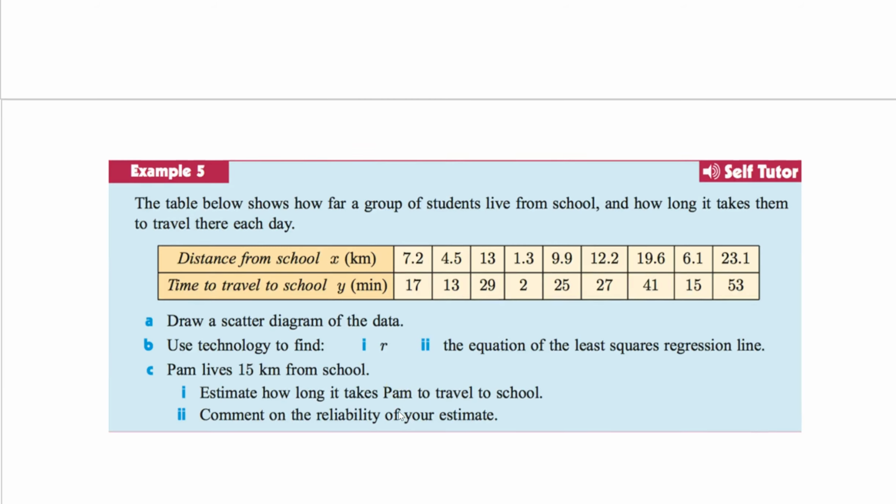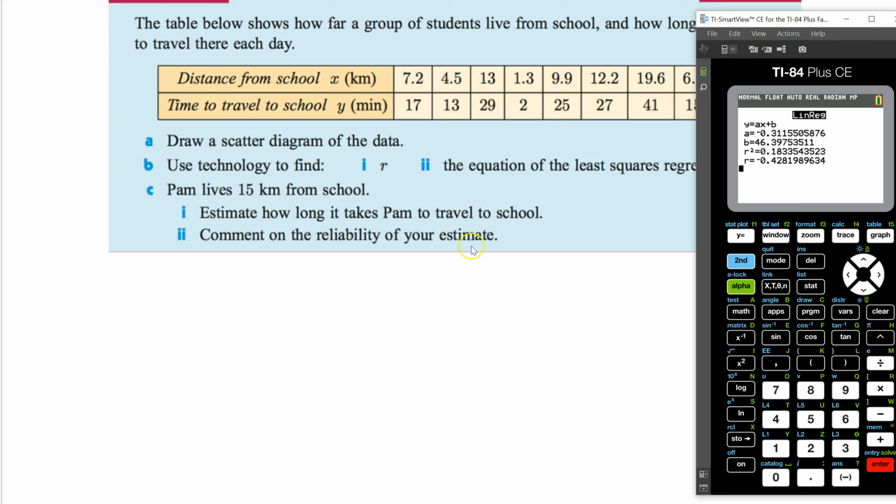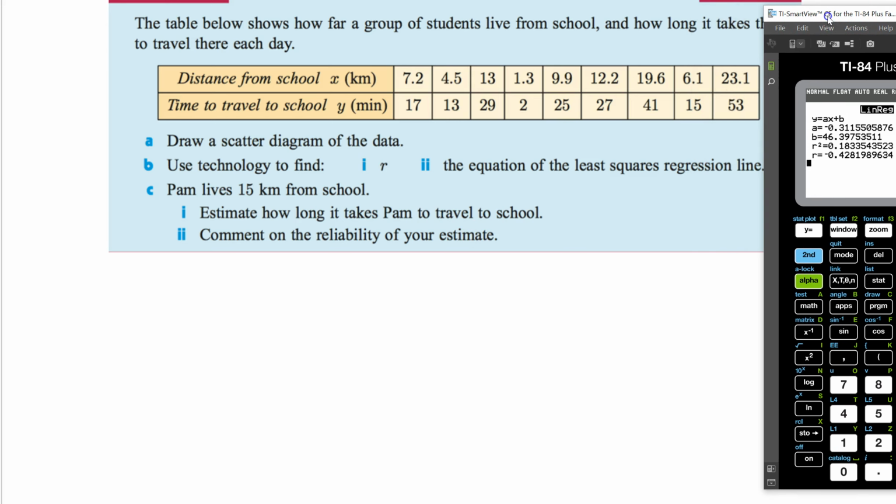So let's finish this off with a quick example. The table below shows how far a group of students live from school and how long it takes them to travel there each day. So distance from school, time to travel to school. They want me to draw a scatter diagram using my calculator. We're going to find the equation of a line on the calculator, and then we're going to solve this with our new information. We're going to solve this little question C here. So let's do this on our calculator. Again, I won't bore you. I'll plug this in right now, and voila, all the data is entered in.